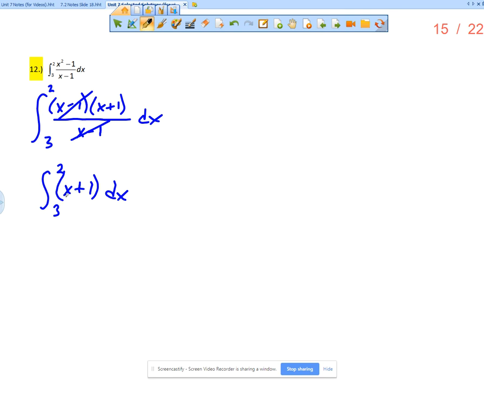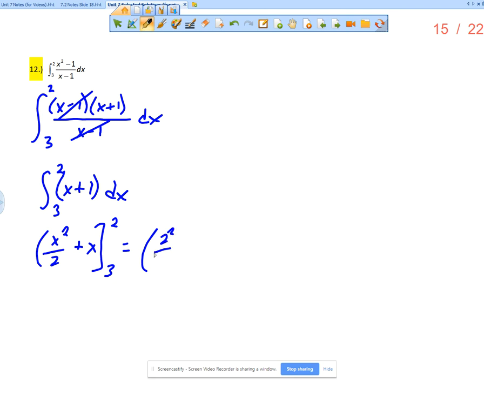So the integral of x plus 1. So we're going to integrate separately. So I get x squared over 2 plus the integral of 1, which is x. And so now I have x squared over 2 plus x evaluated from 3 to 2. All right, so now remember, the top number goes in first.